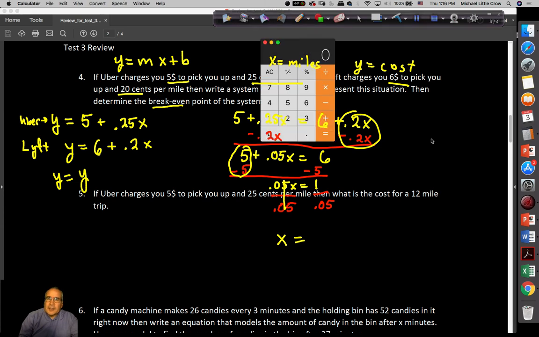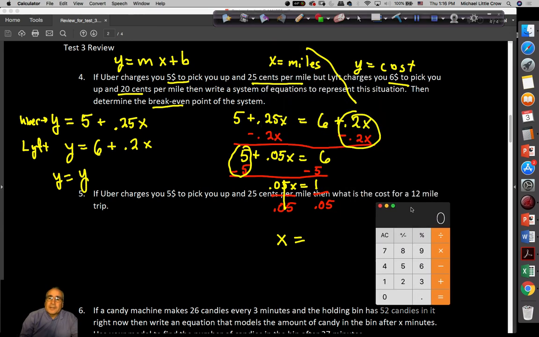But if you're not sure, let's just take a look. 1 divided by 0.05. It is 20. So what that means is that 20 miles is the break-even point.